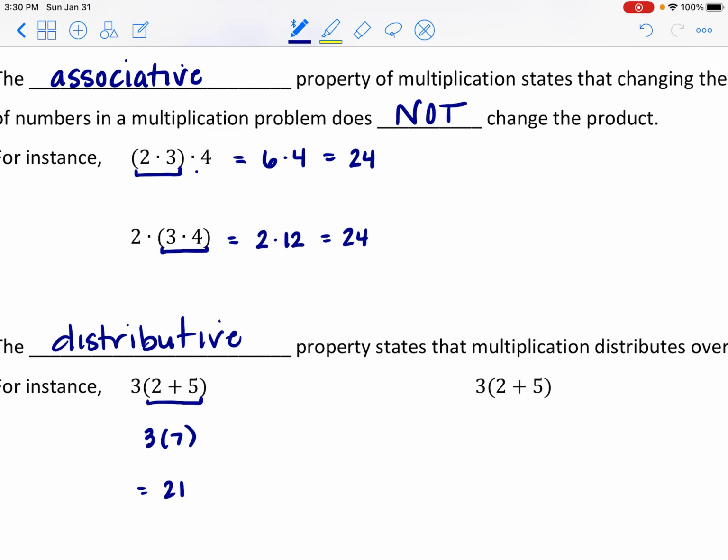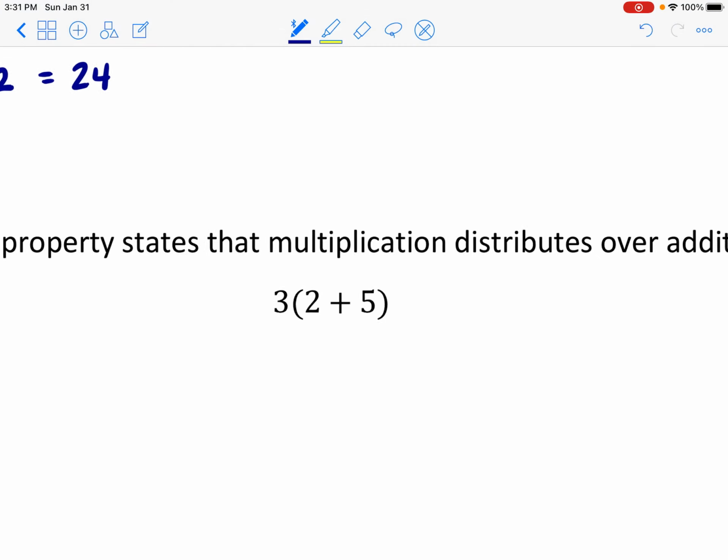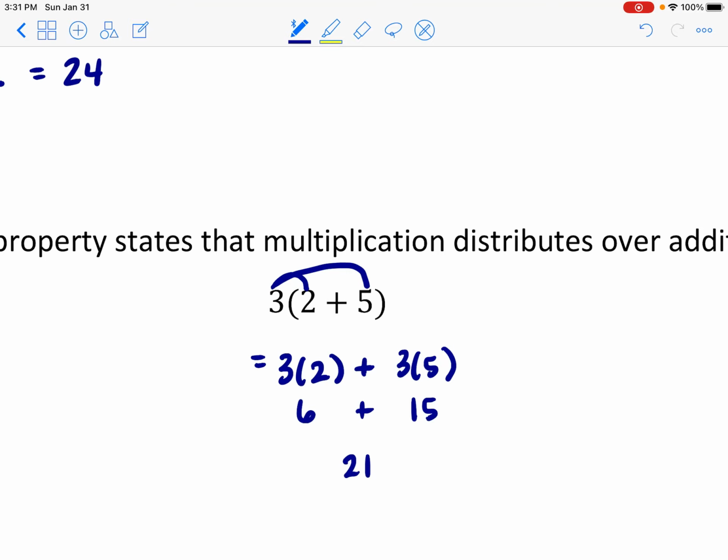With this distributive property, which states we can distribute over addition, instead of adding first, we can multiply first. So if we multiply first, that means we have to multiply each of the numbers in the parentheses. So multiplying the 3 times the 2 and the 3 times the 5, then we can add. So here's how this will look. If we decide to multiply first, when we distribute, 3 is going to multiply by the 2, and 3 is going to multiply by the 5, and after we multiply, then we add. So 3 times 2 is 6, and 5 times 3 is 15. Well, if we add 6 and 15, we still get the same result, okay?